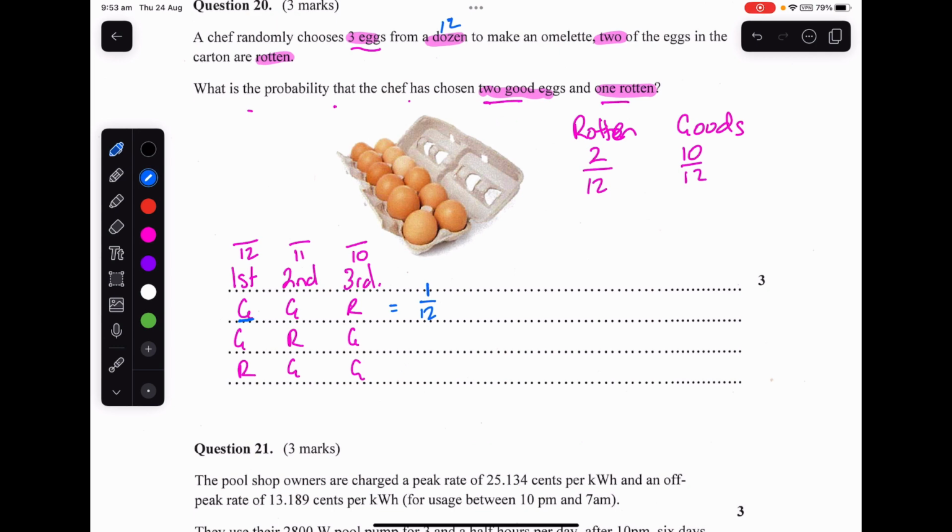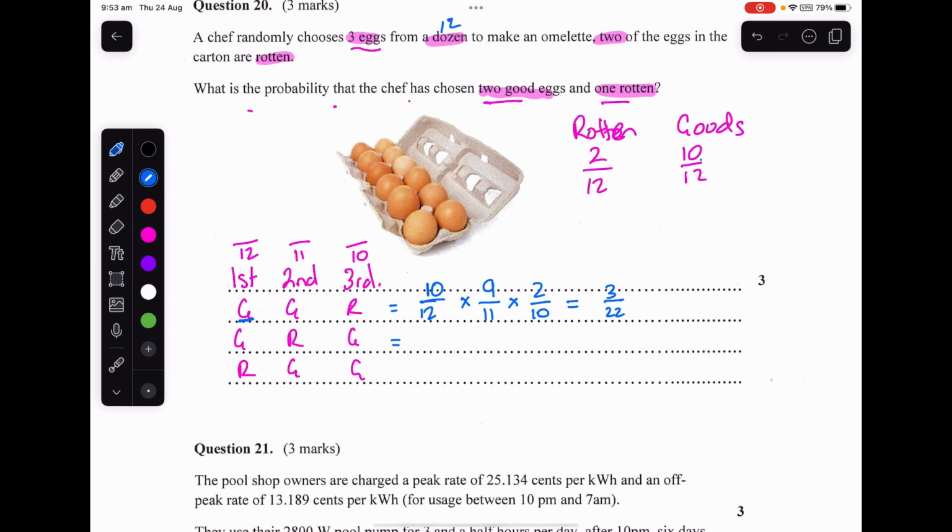But how many chances do I have to get a good egg out? I have 10, so I've got 10 out of 12 chances to get a good egg. Then I have another good egg, but I've already taken a good egg out, so I've only got 9 left, and this time it's out of 11. Now I'm taking a rotten egg out. There are still 2 rotten eggs in there because I haven't taken one out, so I've got 2 chances out of only 10 eggs now to get a rotten egg. So if I multiply those 3, I get 3 chances out of 22. Sorry, 2 good eggs and a rotten egg.